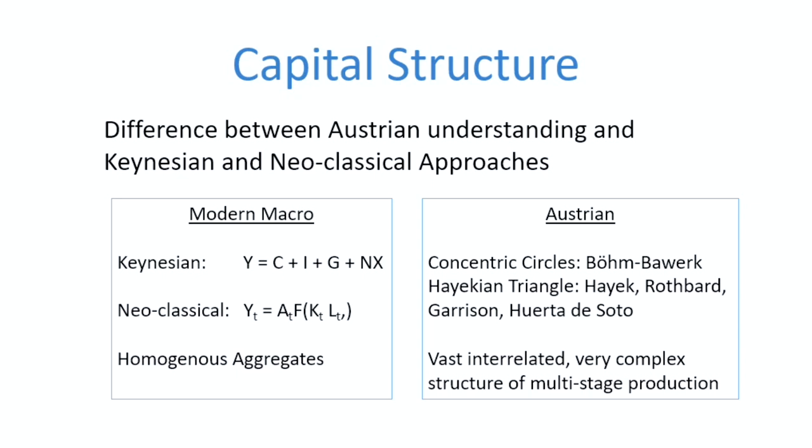And here is a place where we could highlight briefly the difference between an Austrian understanding of capital and macro and the approach of what we call modern macro. In modern macro, we tend to have two different versions, right? We have the Keynesian version, where national output income is seen as simply the summation of consumer expenditures, investment expenditures, government expenditures, and net exports. C plus I plus G plus NX. Right?